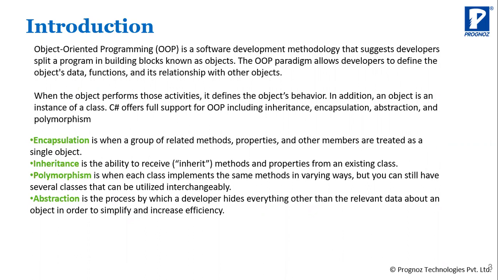Abstraction. Abstraction is achieving only the essential things. If you are shown only the essential things, that is called abstraction. We are not going to show how it works internally, we just show the relevant information. Abstraction is the process by which a developer hides everything other than the relevant data. Just the relevant information about an object is given, in order to simplify and increase efficiency. We just get the only required information, and we don't think about how it is working.